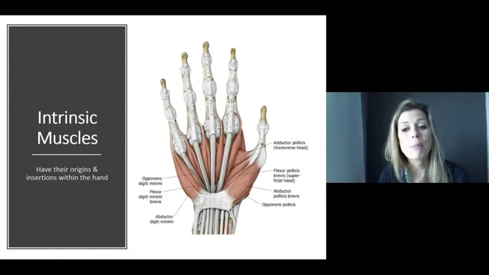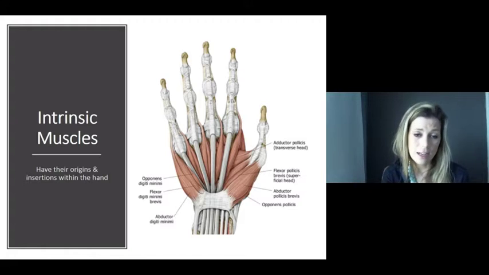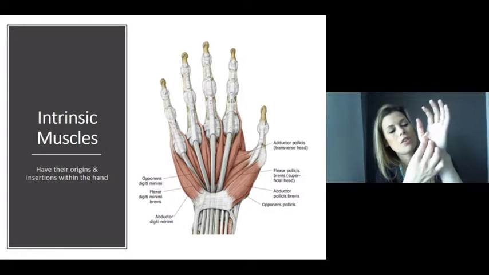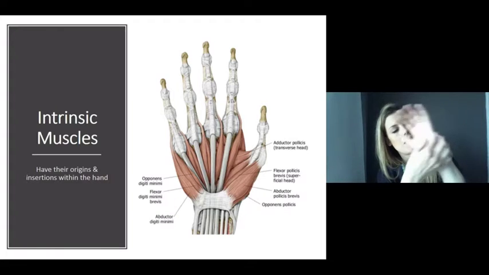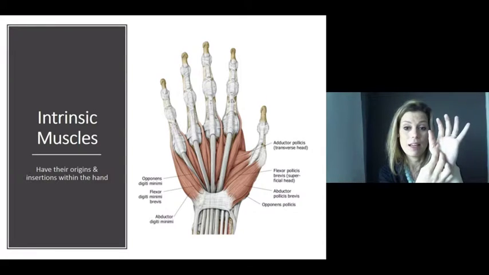Intrinsic muscles. So remember we talked about the intrinsics, they originate and insert within the hand, and then extrinsics, they originate outside of the hand but insert within the hand. So here you can see the hypothenar intrinsics, the hypothenar on the ulnar side of the hand, and then the thenar intrinsics on more of the thumb side of the hand.